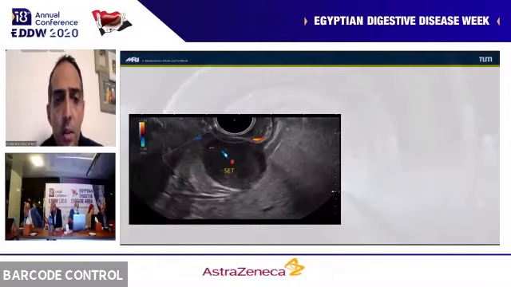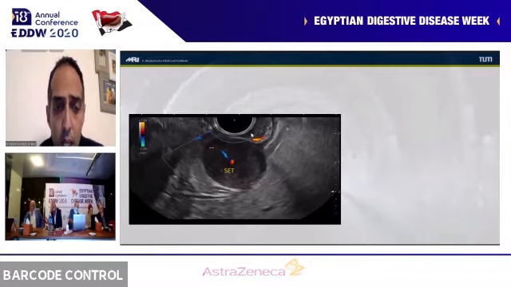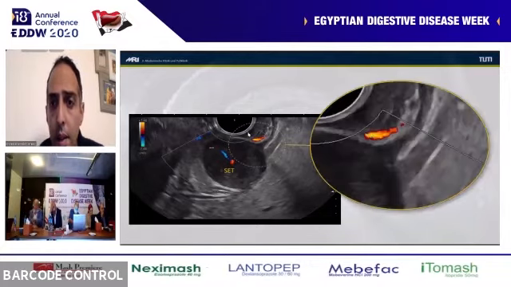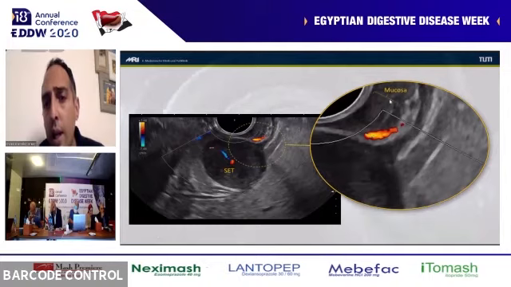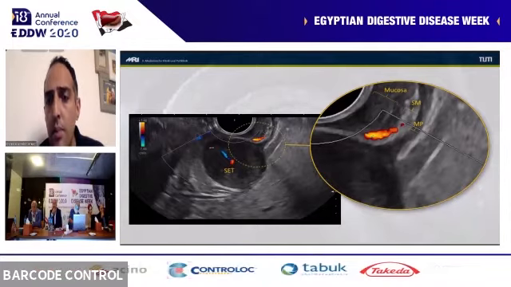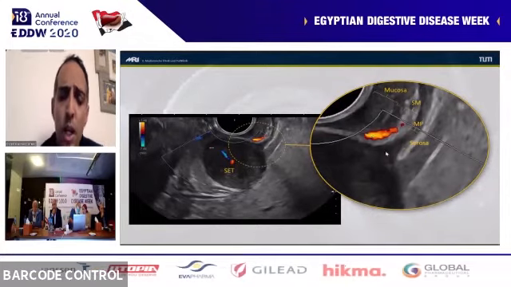Here's the endosonographic picture. Staging is very important. The first hypoechoic layer is the mucosa. Then we have the submucosa, which is hyperechoic. Then the third hypoechoic layer, which is the muscularis propria, and the fourth hyperechoic layer is the serosa. As we can see here, the tumor is coming out from the third layer, the muscularis propria, which can be a leiomyoma or GIST.